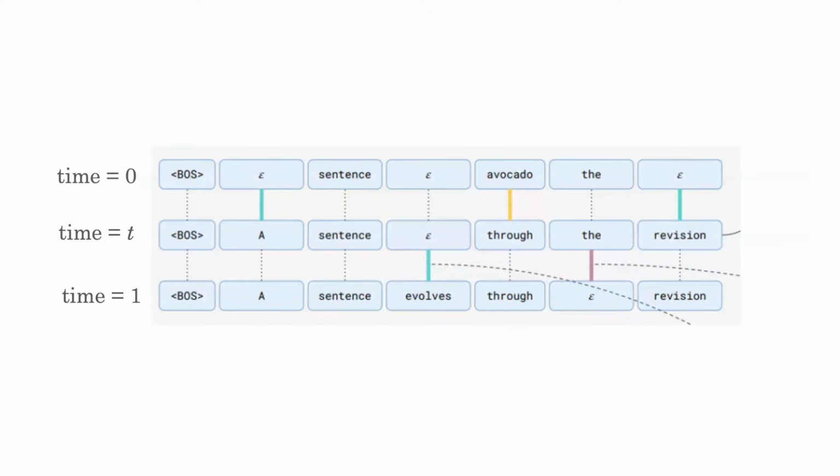So how edit flows works is you augment your state. You have an x0 sequence and an x1 sequence, and they don't have to be the same length.